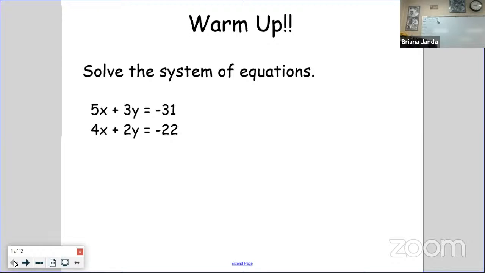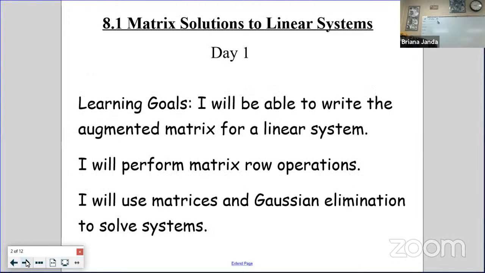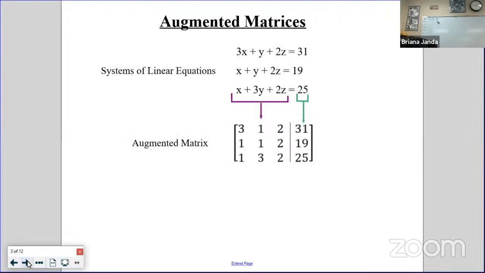There is a matrix option of how to solve systems of equations, and that's what we're going to look at today. So back in algebra, you learned about graphing, you learned about elimination, you learned about substitution, and now we're going to learn a fourth option of how to solve a system, and that is through what's called augmented matrices.